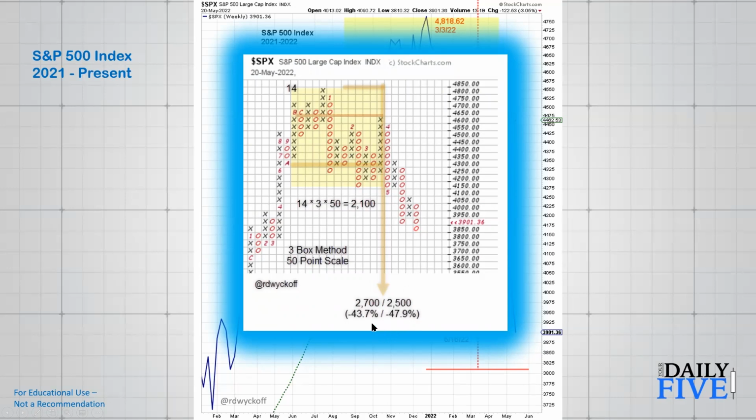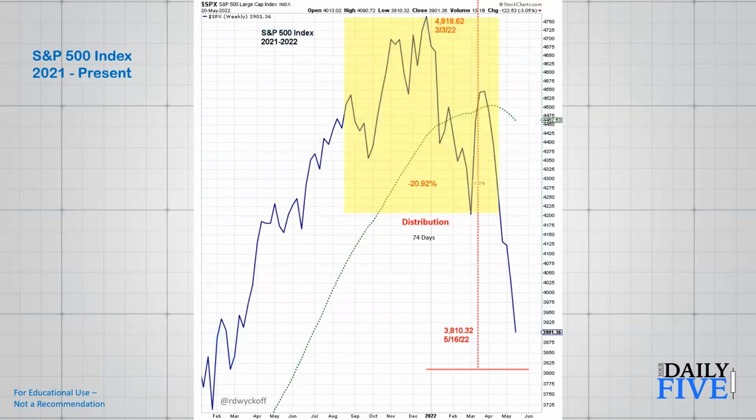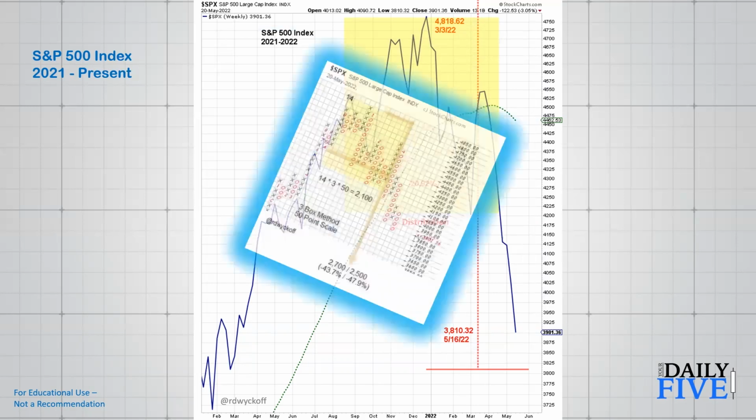Well, look, think about how far down the market went, high to low. Now let's go back for just a sec. Look, we're only down 20.92% at this time. You can see that here, 21% on the estimating tool, intraday high to intraday low, weekly. And then you can see that it's only 74 days downward so far from the peak, not from the beginning of distribution.